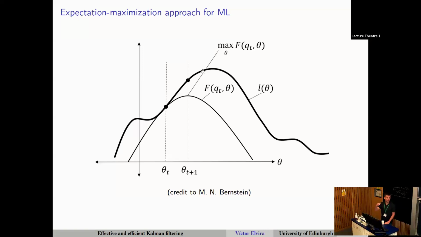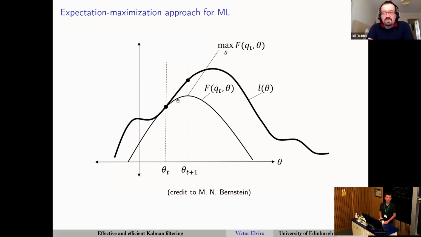Then you would find another surrogate and so on. And then eventually, with this initialization, you would find this point. Does it make sense? Or particularly for those who never saw EM? No, just a question. Yeah.